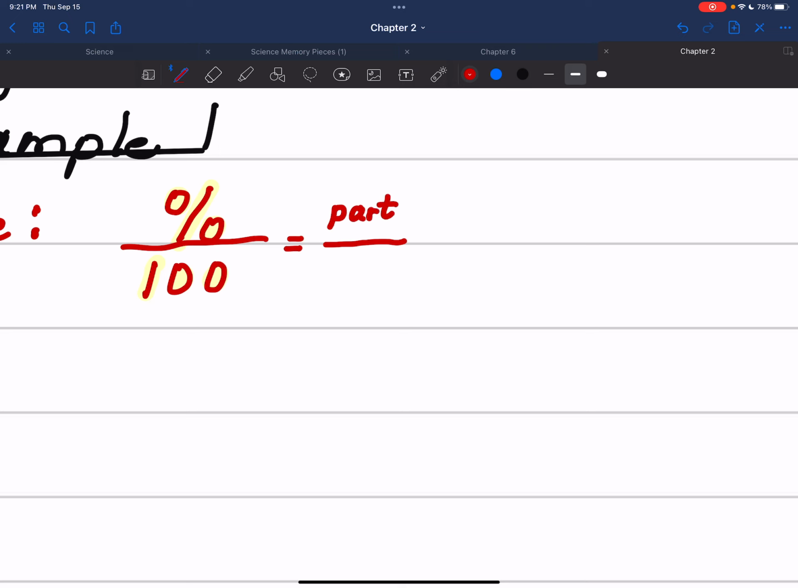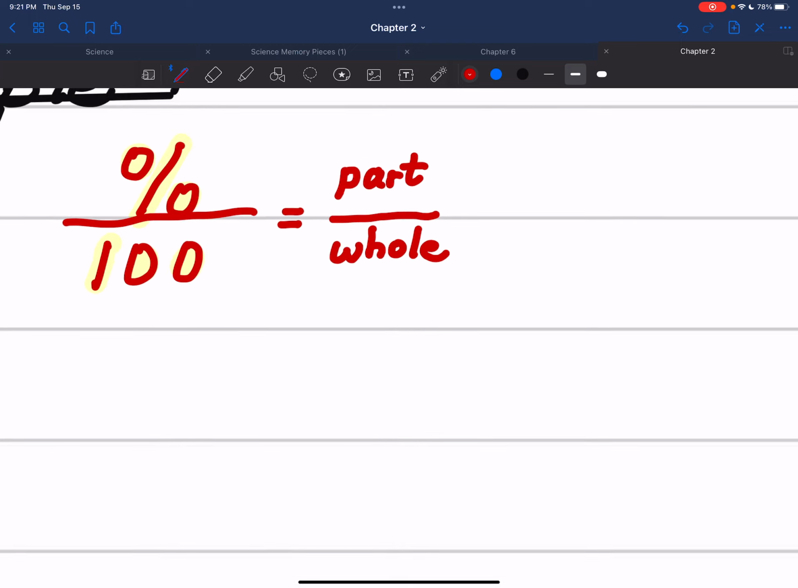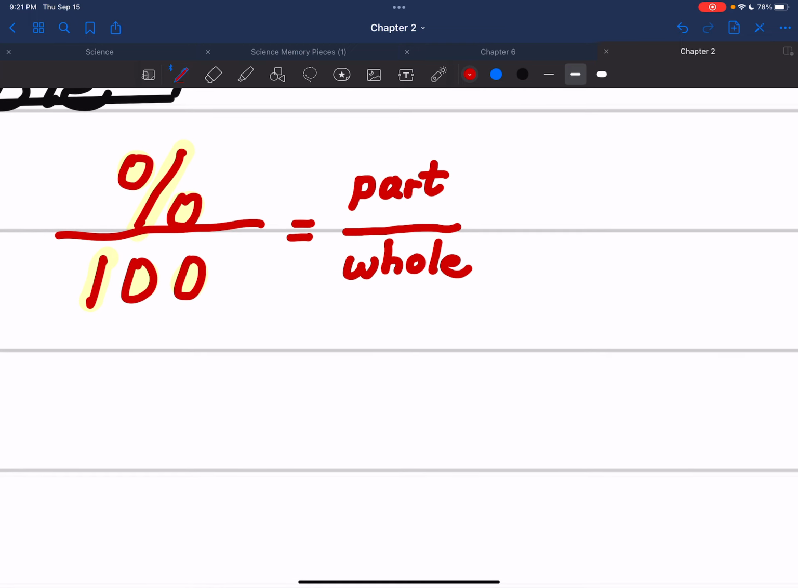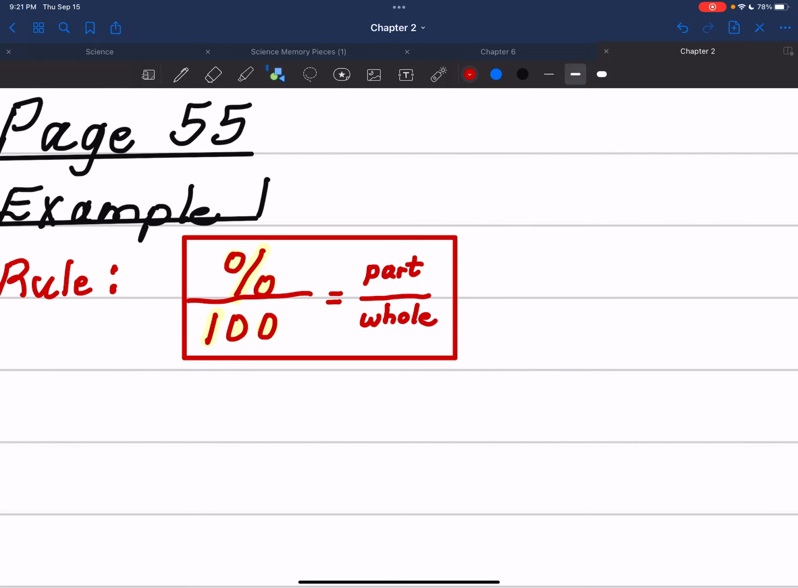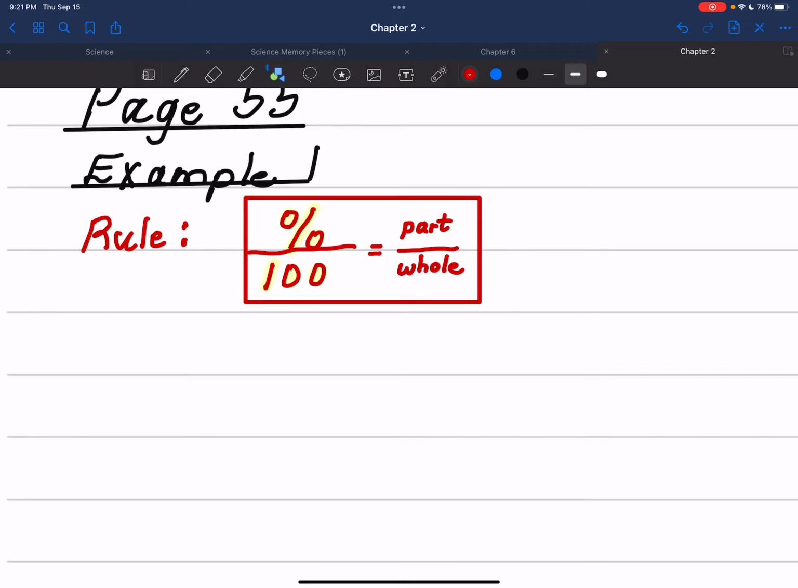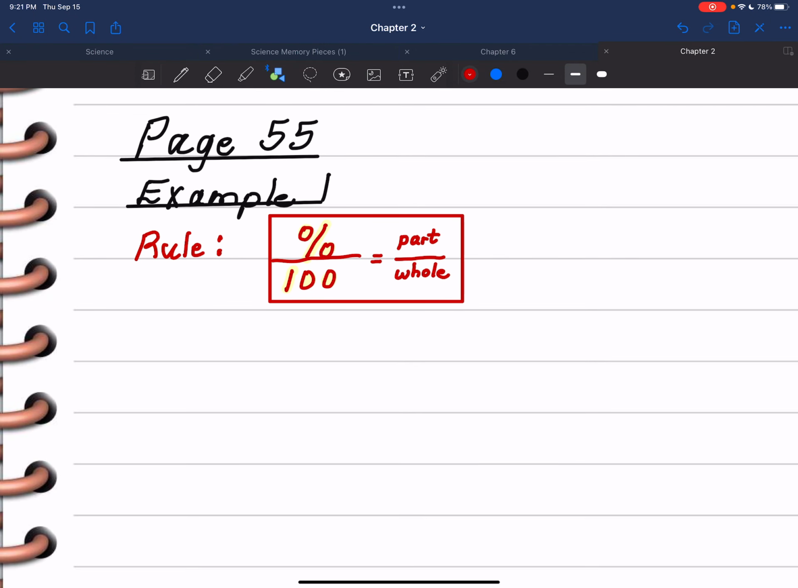And these are two equal ratios. And that's why this will work. So if you can memorize this thing, you can do any percent problem that you will ever have to do. It's one of the handiest things that I've ever discovered in math. So let's take a look at this example, and I'm going to write it out in a sentence form.